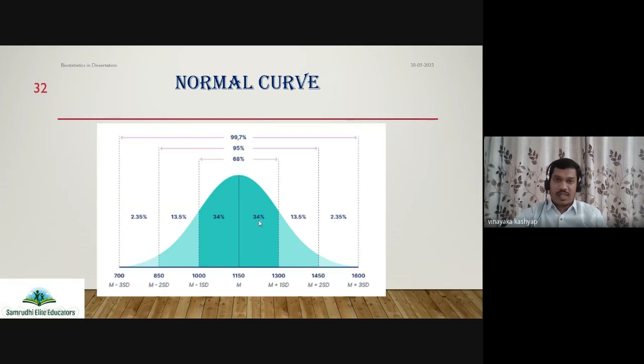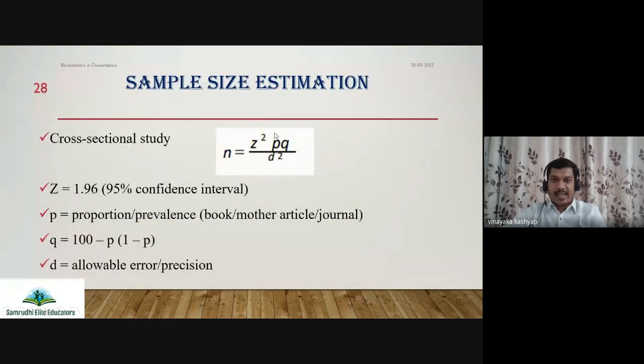This is the example of the normal curve, and this is how you derive the sample size from it. Now this d is nothing but error. If you increase the error, your sample size will decrease, and if you decrease the error, your sample size is going to increase. As simple as that. If you want a lesser sample size, you will have to increase the error. That means your study is not a good study because you are allowing a lot of error. That is the reason why we want an adequate sample size.